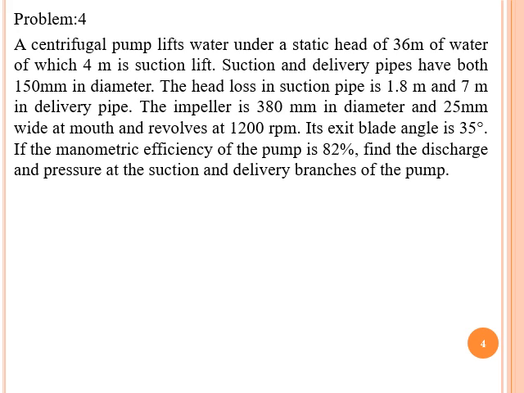So now some head loss is there in the suction pipe as well as in the delivery pipe. The head loss in the suction pipe is 1.8 meter and head loss in the delivery pipe is 7 meter. Now, impeller diameter is 380 millimeter and the width of the impeller is given as 25 millimeter. This centrifugal pump is revolving at the speed of 1200 rpm, N is given as 1200 rpm. The exit blade angle, that is beta 2 angle, is 35° and manometric efficiency is given as 82%.